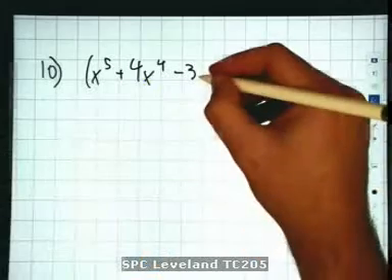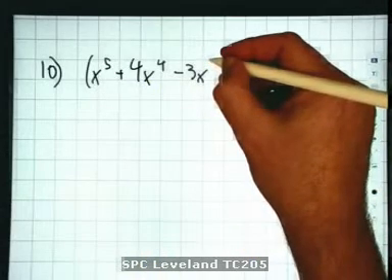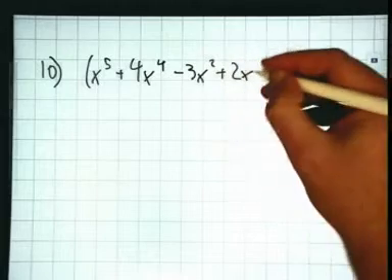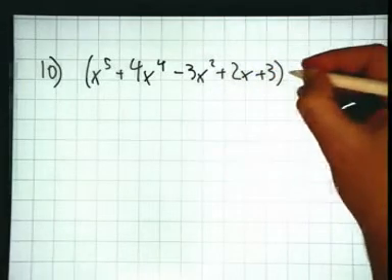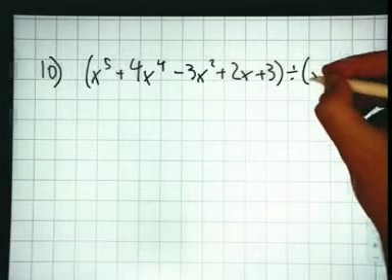Divide using synthetic division. Here we go. Problem number 10. We have x to the 5th plus a 4x to the 4th minus a 3x squared plus a 2x plus a 3, and we want to divide this by x minus 3.